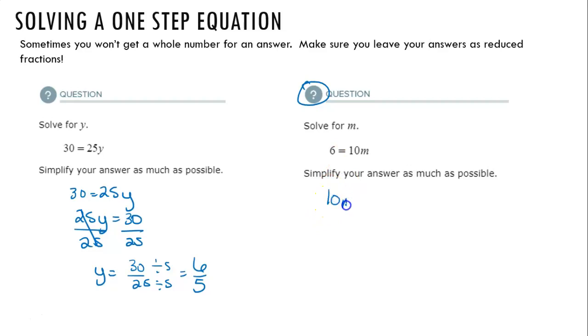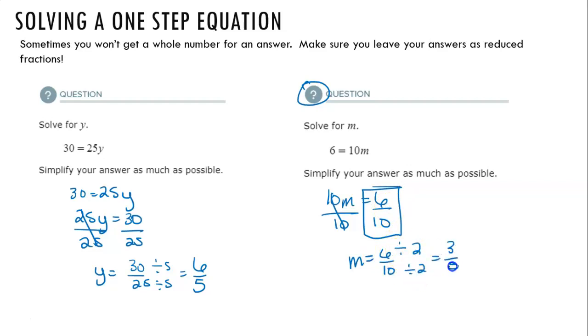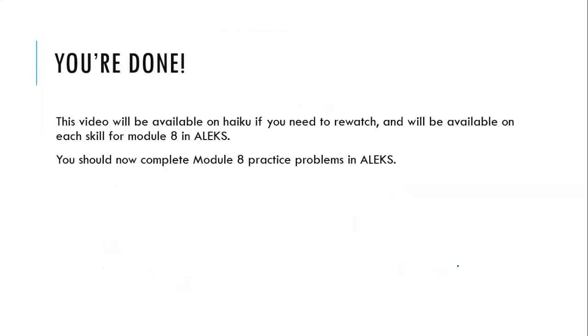You should have flipped this over and rewritten it as 10m equals 6. We're going to divide both sides by 10 so that the 10's cancel. There's our fractional solution right there, 6 over 10. And then 6 and 10 are both divisible by 2, so we're going to rewrite that as 3/5. And you're done. That's it for one-step equations.